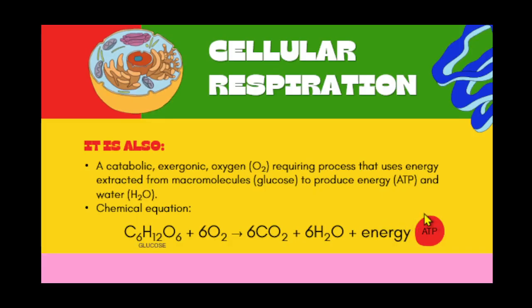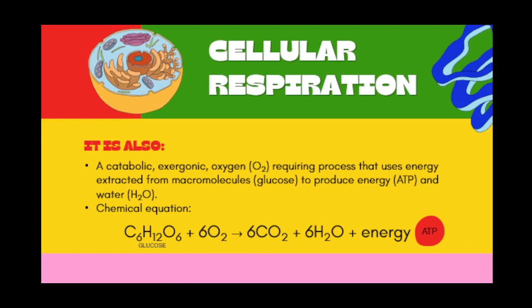Also, cellular respiration is catabolic, which means that there is a breakdown from complex substances into simpler ones. And it's also exergonic, so there is a release of energy here. And it's an oxygen requiring process. So we use energy that is extracted from macromolecules such as glucose to produce energy in the form of ATP or adenosine triphosphate and water. So here, I have the chemical equation and let's try to explore it.